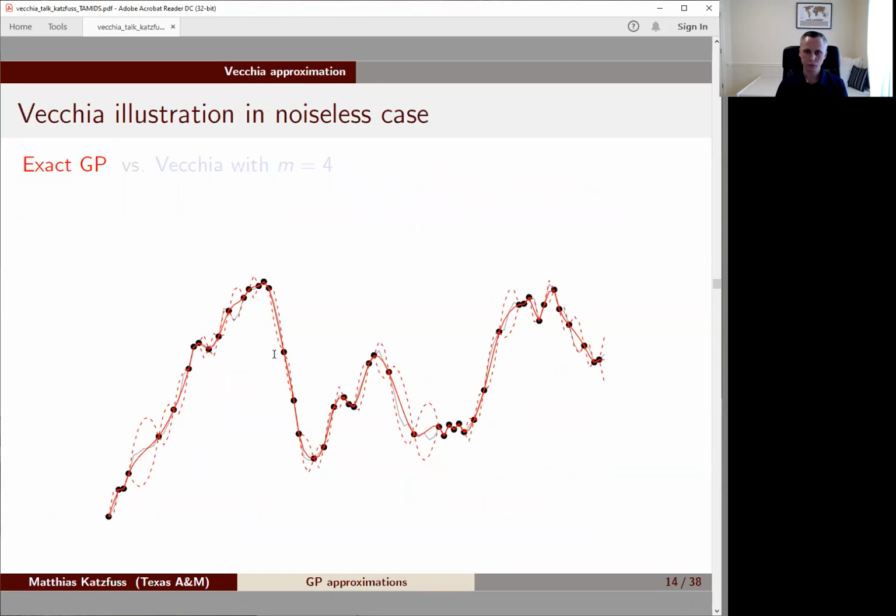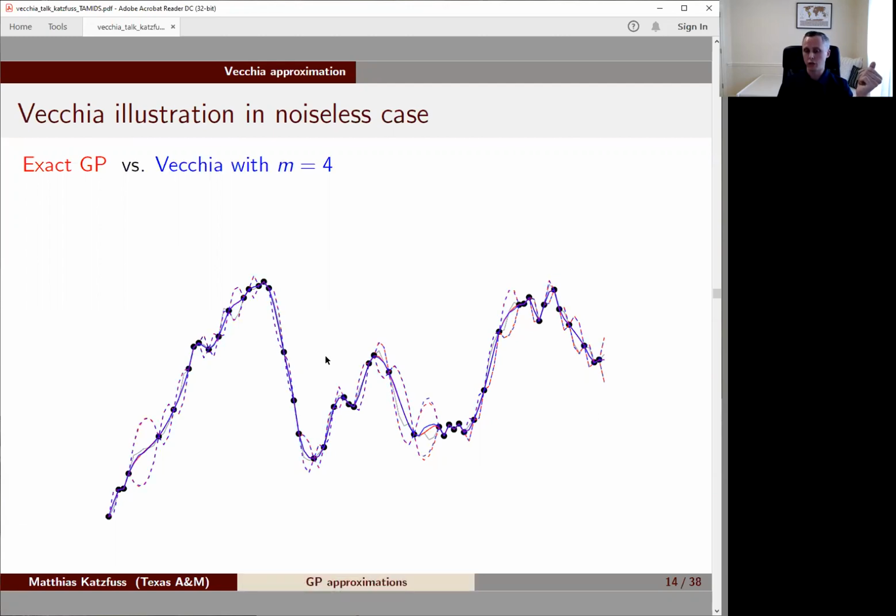Okay, let's look a little bit at whether this Vecchia approximation actually works well. Here's a little bit of evidence that at least in certain settings, it works extremely well. So here's our toy example again in the setting where we have no noise. The noise is zero. We're directly observing the function at certain input values. This was the exact solution. This is basically what we want, but it's too expensive if we have large n.